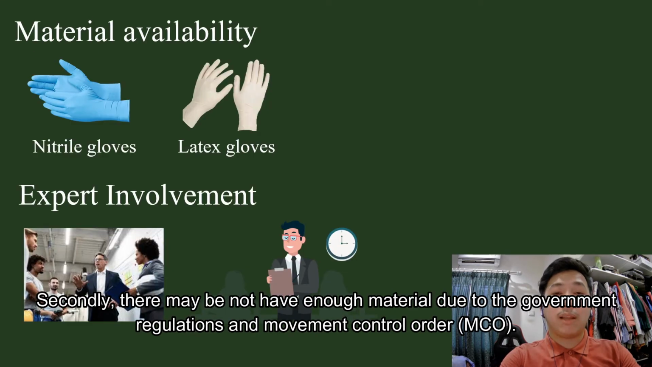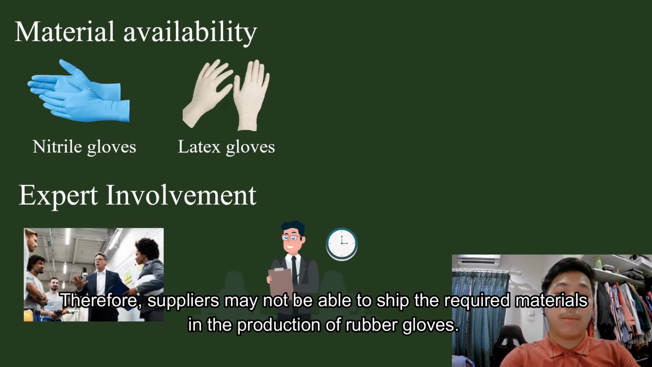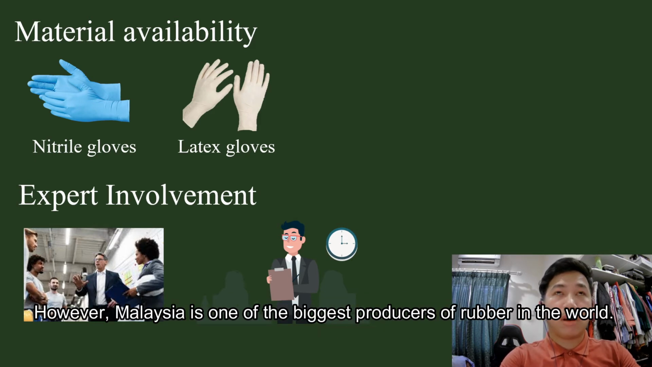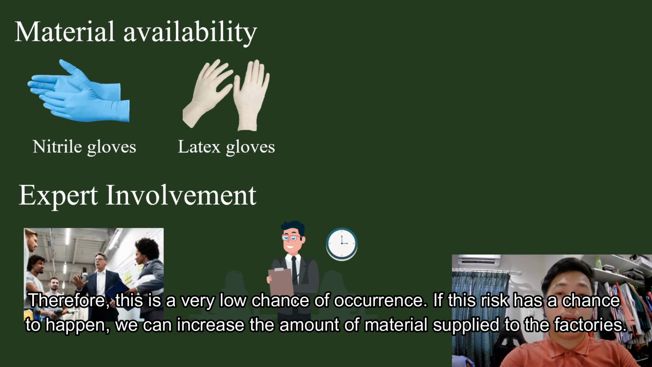Second, there may not be enough material due to government regulations and the movement control order (MCO). Therefore, suppliers may not be able to ship the required materials for the production of rubber gloves. However, Malaysia is one of the biggest producers of rubber in the world. Therefore, there is a very low occurrence of this happening. Still, if there is a risk of this happening, we can increase the amount of material supplied to the factories.